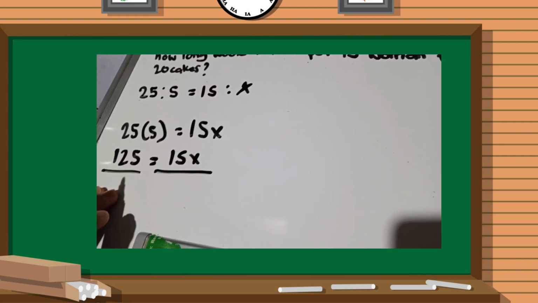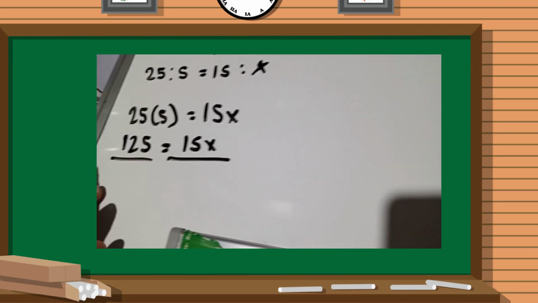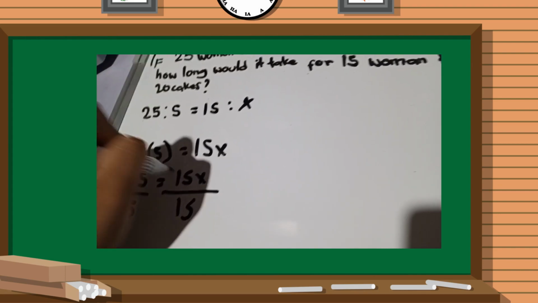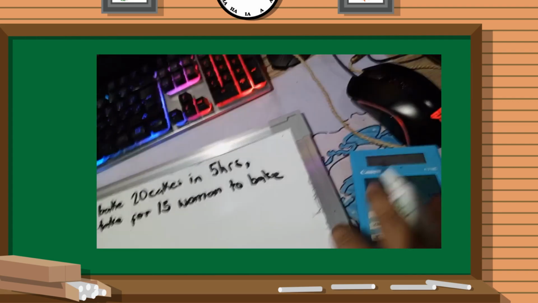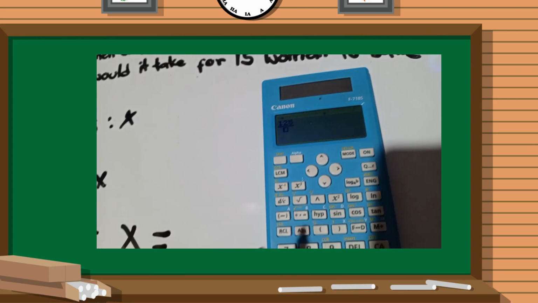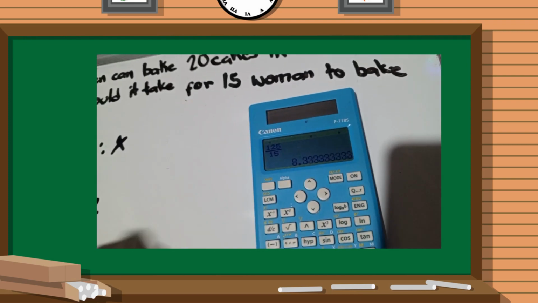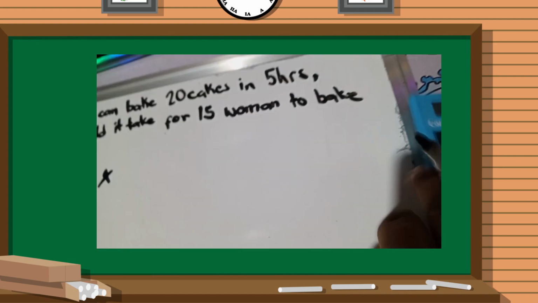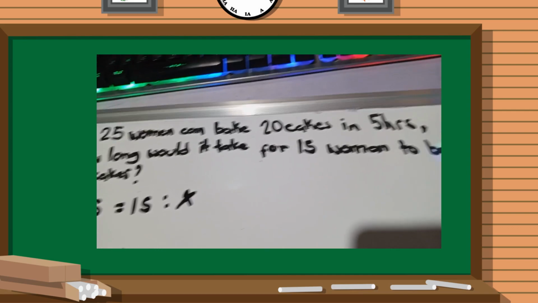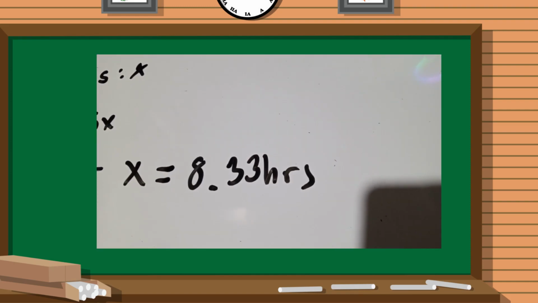Ngayon, gagawin natin is kailangan ulit maging solo na x. So, ang gagawin natin is multiply both sides by 15. Cancel out, magiging x is equals to 125 over 15 is equals to 8.33 hours. So the question, if 25 women can bake 20 cakes in 5 hours, how long would it take for 15 women to bake 20 cakes? The answer would be 8.33 hours.